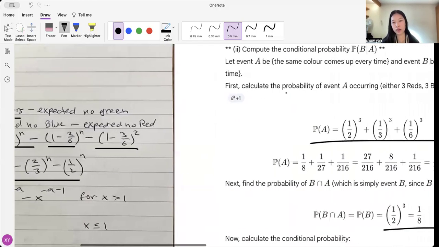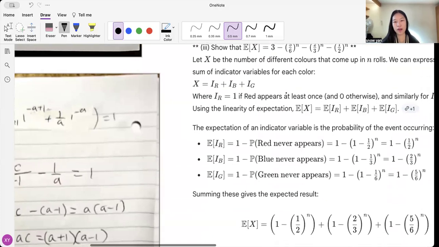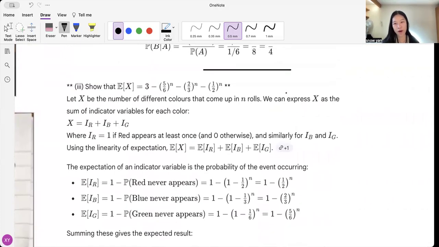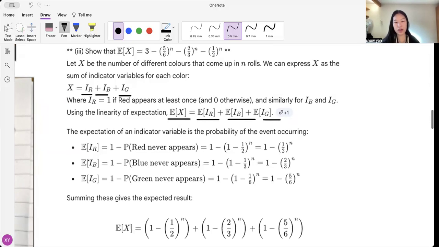I think the answer key kind of did it a little better, like more formal, I'd say, with indicators. So it shows that there's an indicator for each of the colors, right? And the indicator is 1 if the color shows up, and 0 if it doesn't. So by linearity of expectation, the expected value of X is equal to the sum of the expected values of the indicators, right? And then the expected value of the indicator would just be 1 minus the probability that it doesn't show up.